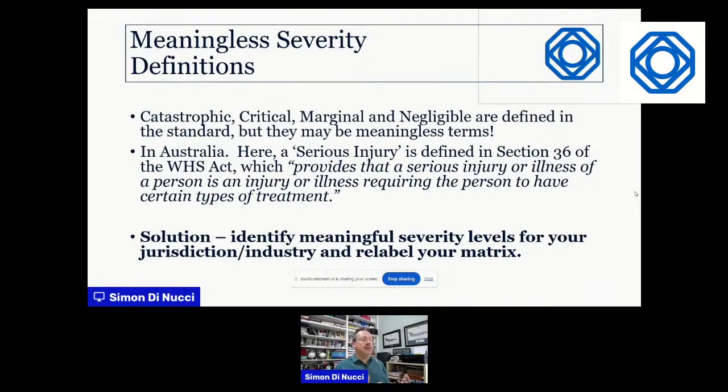And then maybe for lesser injuries, there's a definition of what we call a lost time injury, or an injury that would mean that somebody had to go to hospital or an emergency department, something that couldn't be treated with first aid on site. So there are different definitions that make sense in Australia and probably where you are as well. And so the solution is identify meaningful severity levels for where you are, the legal jurisdiction and the industry, and redefine your matrix. Okay, easy.